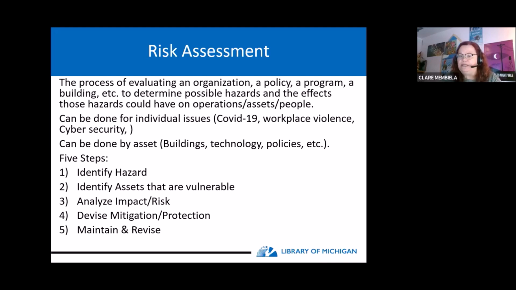So you can look at your building. I want to do a risk assessment on my building. I want to make sure that it's in good structural shape. I want to look at the possible things that could harm it based on my geographic location and the weather and its age, and my municipality and the infrastructure. And there's all different kinds of things you can look at from that perspective. You can look at the same thing with your technology.